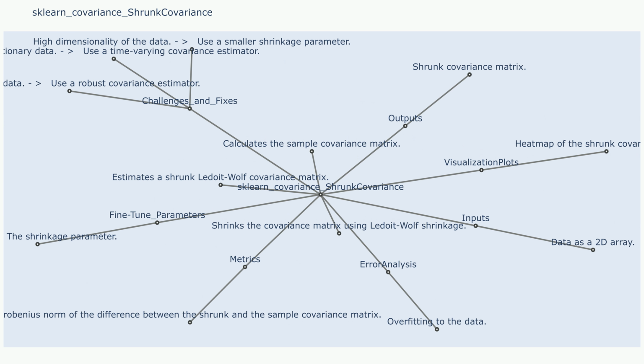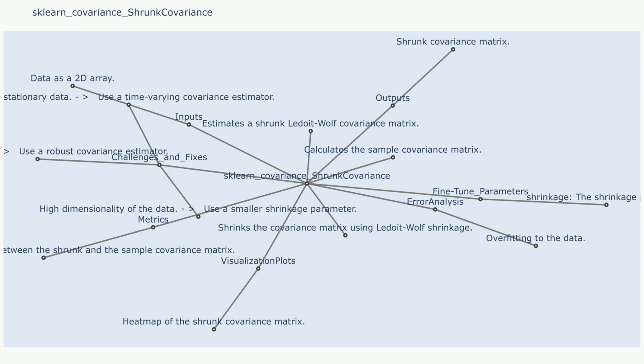Inputs: X, a 2D array representing the data. Each row corresponds to a sample, and each column represents a feature. Shrinkage: the shrinkage parameter, which controls the degree of regularization. It can be a float value between 0 and 1. A higher shrinkage value leads to greater regularization.